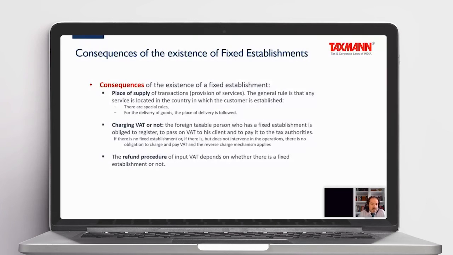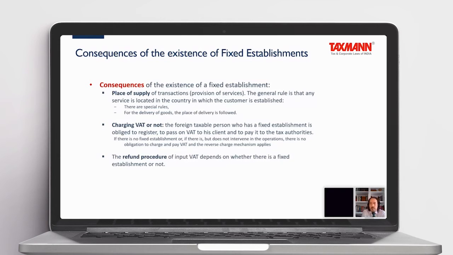The second consequence of the existence of a fixed establishment is the obligation to register and to charge VAT. If you are a foreign company, like for example an Indian company or an American company or a Japanese company doing business in Spain or in Italy or in Germany, and you have a fixed establishment, you will normally have to register yourself and to enter the VAT to the tax administration. You will be obliged to pass VAT on to your clients, and this VAT will have to be paid to the treasury, to the tax administration.